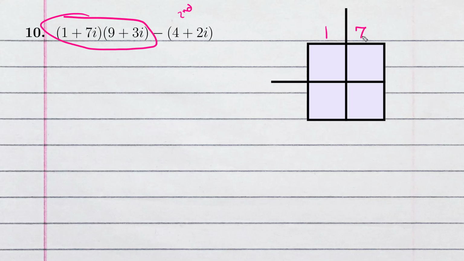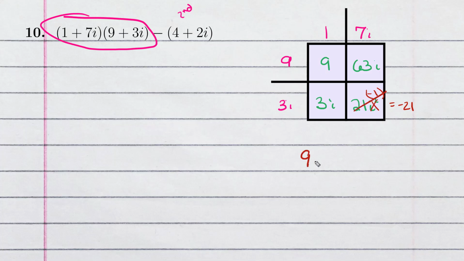So 1, 7i, 9, 3i. And we're going to multiply going in. And so 9 times 1 is 9. 9 times 7 is 63i. 3 times 1 is 3, and it has an i. 3 times 7 is 21, and we have an i squared. So we have an i squared, so the next step is to change that i squared into a negative 1. So 21 times negative 1 is negative 21.